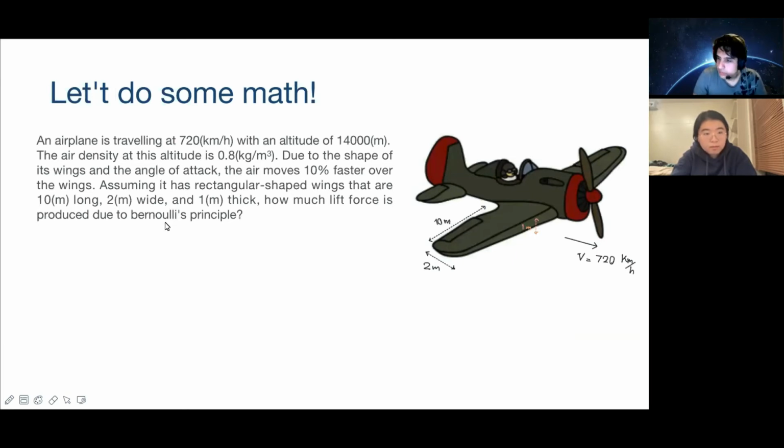We can quickly practice a little bit of Bernoulli's principle. This airplane is moving at 720 kilometers per hour. I can quickly convert it to 200 meters per second. Feel free to pause it. I have to go through it quickly.